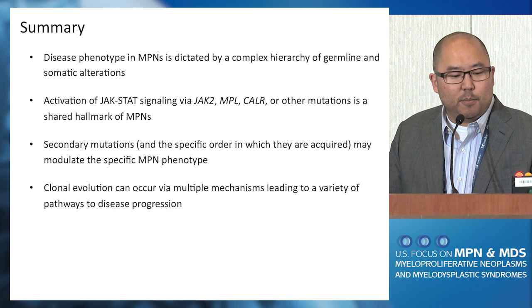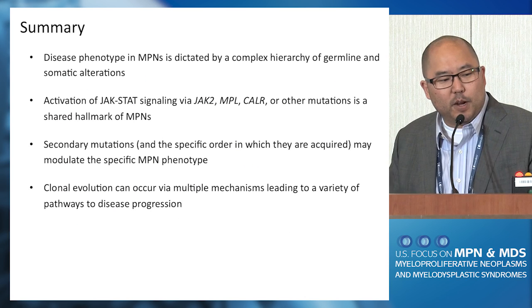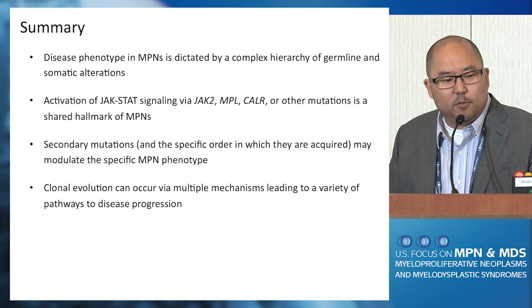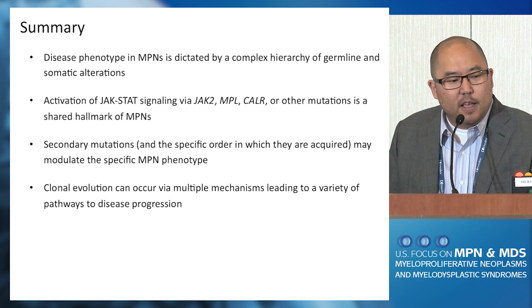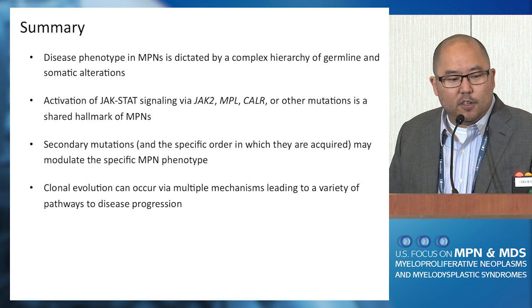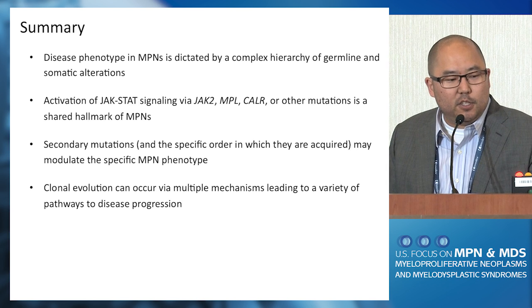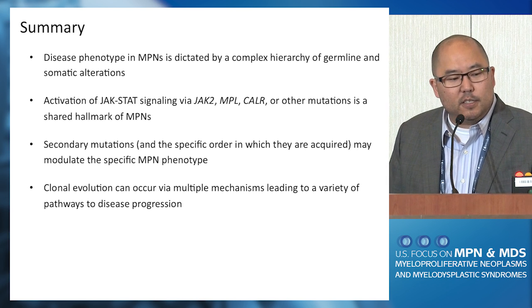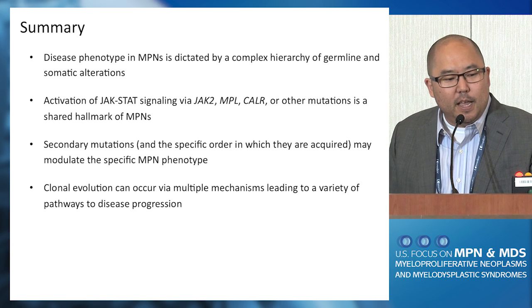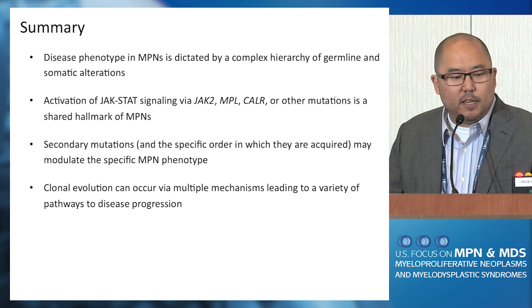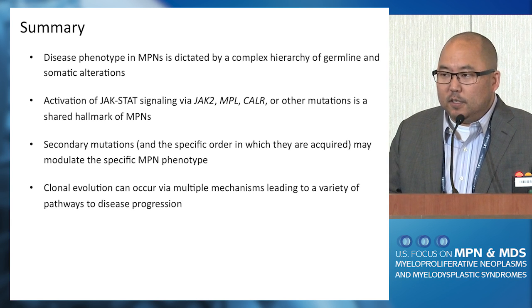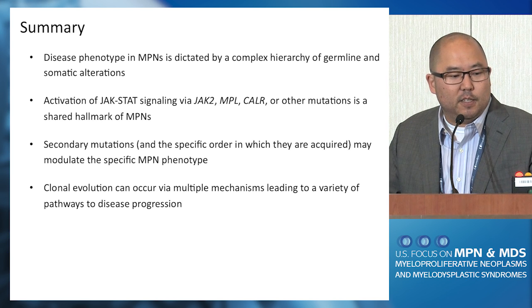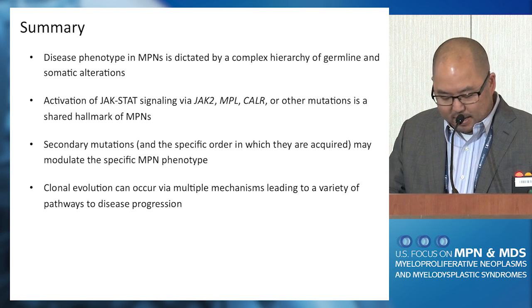We'll skip that. So just to summarize, I hope I've impressed upon you that the disease phenotype in MPNs is really dictated by a complex mixture of germline and somatic alterations. It is clear that JAK-STAT activation is a hallmark of these diseases through a variety of different mutations, but there are a variety of other secondary mutations that likely modify the phenotype. And clonal evolution and disease phenotype really can occur through a variety of different mechanisms, including the spectrum of mutations, mutation order, et cetera, and this contributes to the extreme heterogeneity that we see in terms of the disease phenotype and progression. And I will stop there.